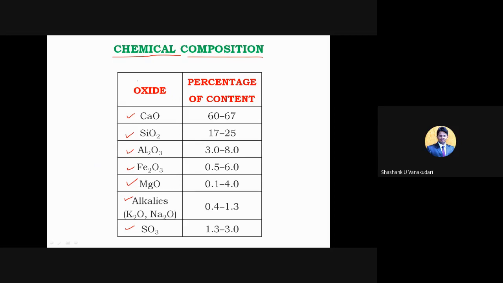So as per the standards, how much percent should it be in the cement? Suppose if you take calcium oxide, 60 to 67% of calcium oxide should be present in the cement sample. And then similarly, silicon dioxide, that is 17 to 25%, and then Al2O3, that is 3 to 8%. Similarly, ferrous oxide 0.5% to 6%, and then magnesium oxide it is 0.1 to 4%, and then alkalis like 0.4.